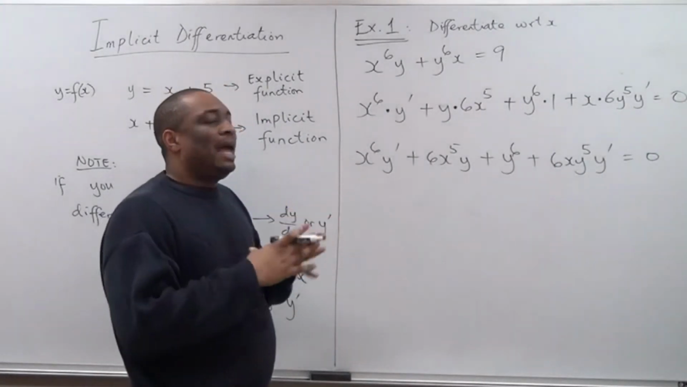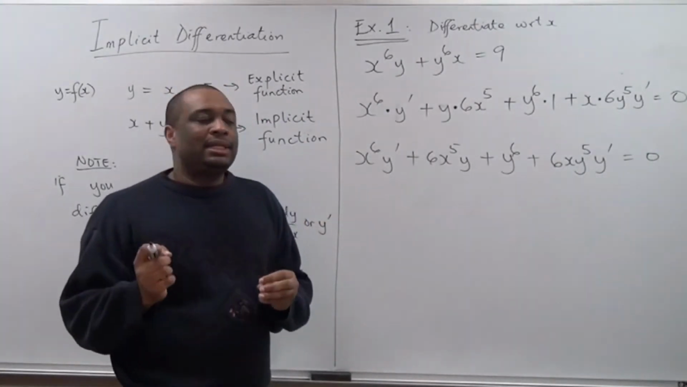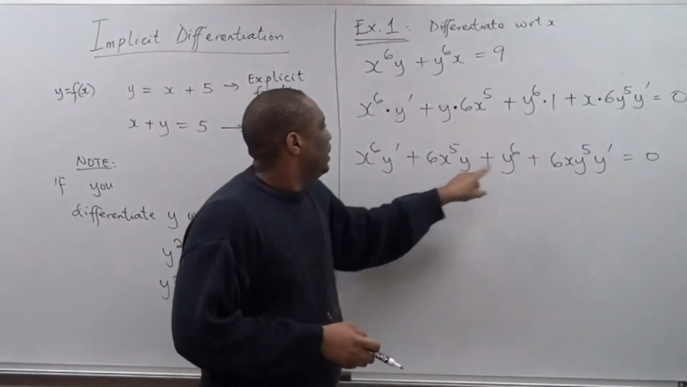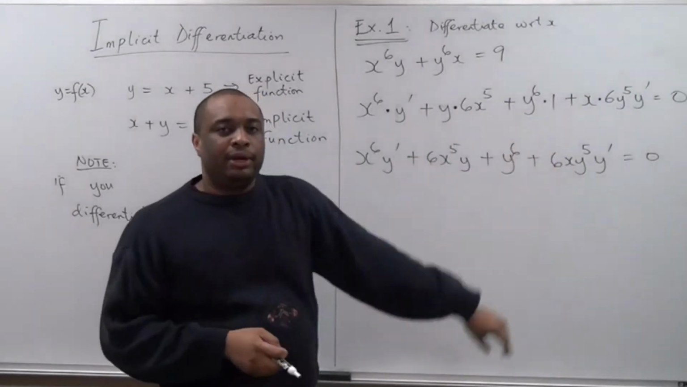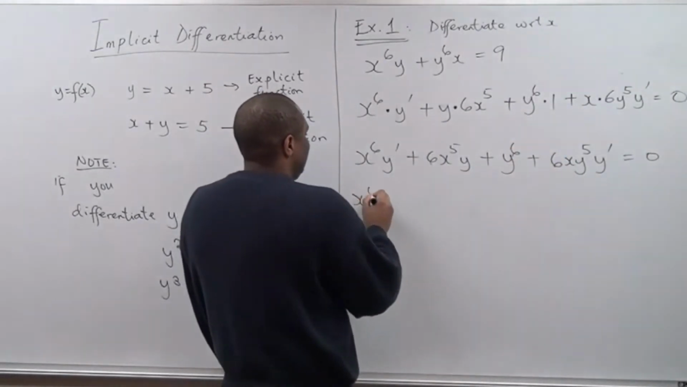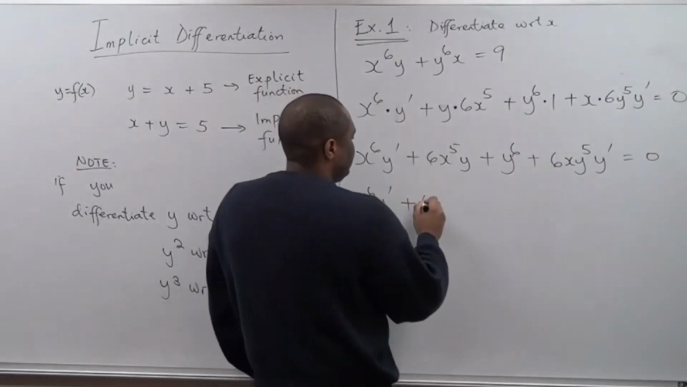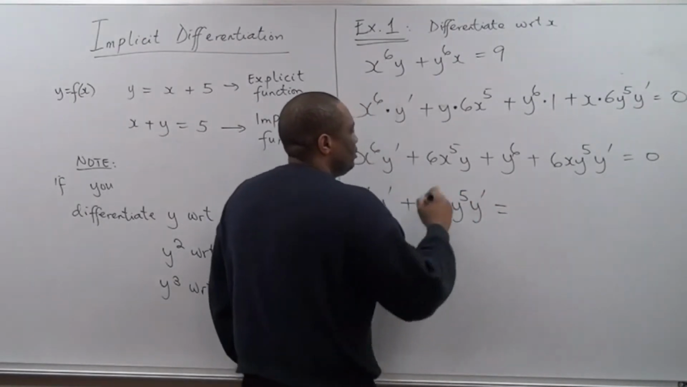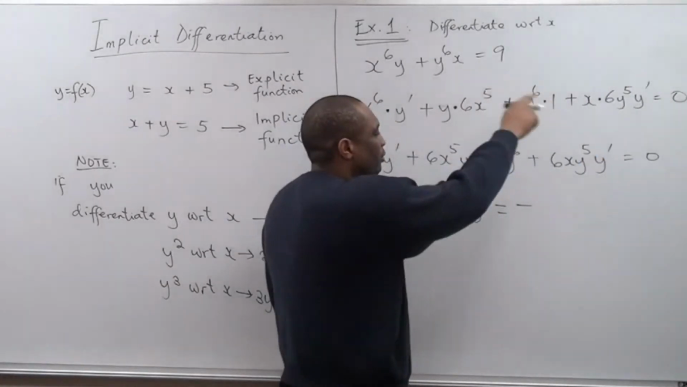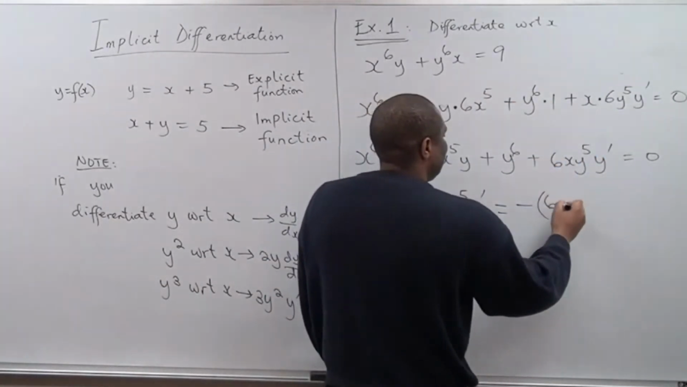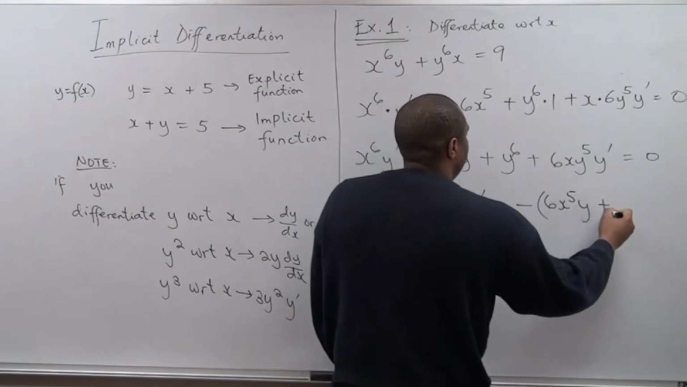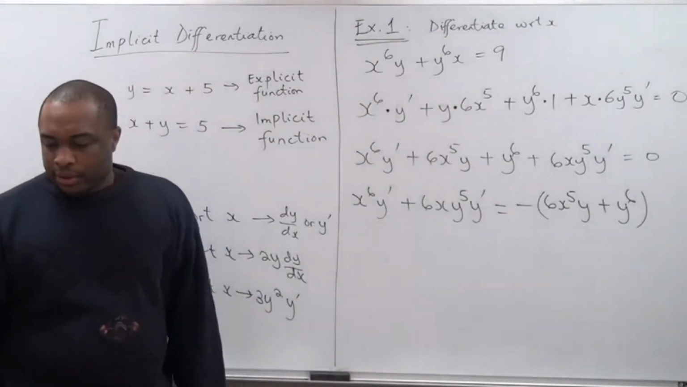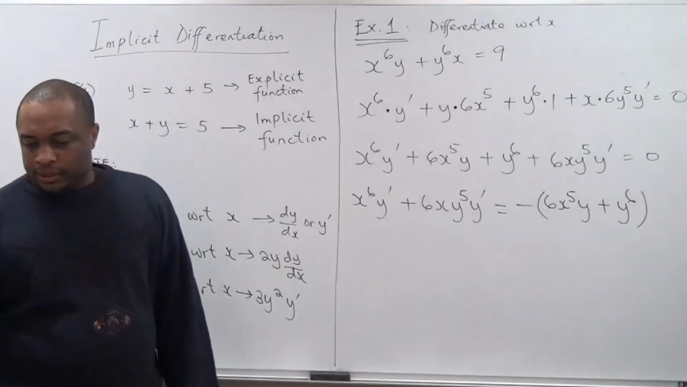Let us combine the like terms. The like terms in this case are those terms with y prime. And then we move the rest over to the other side. So this means x^6 y prime plus 6x y^5 y prime equal to negative, when you move this it will be negative, 6x^5 y plus y^6. Right?